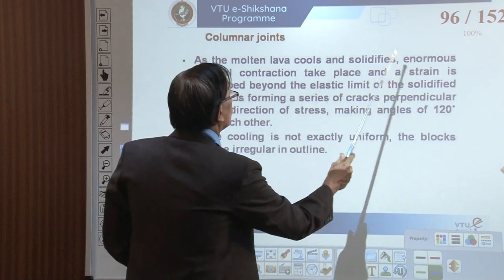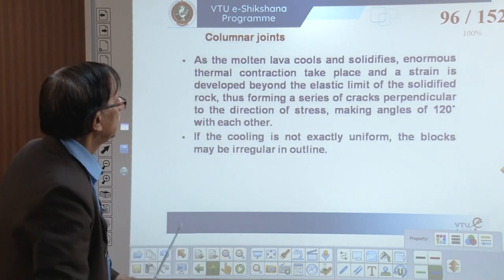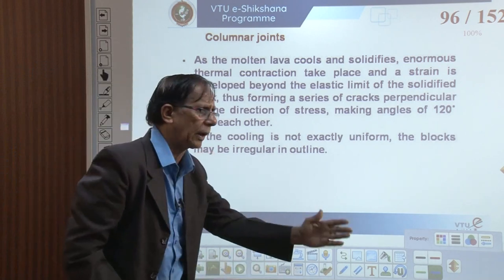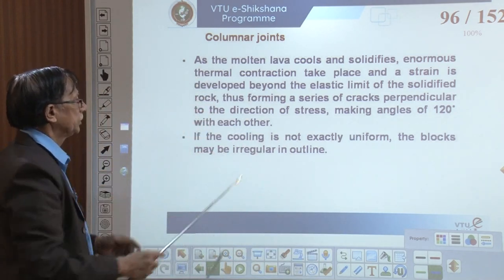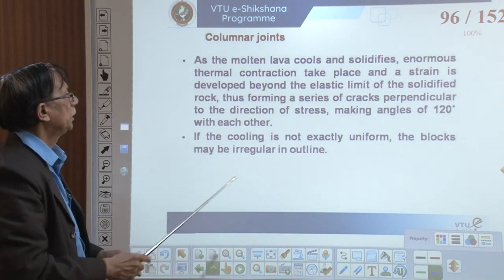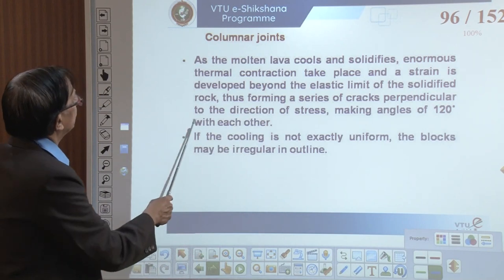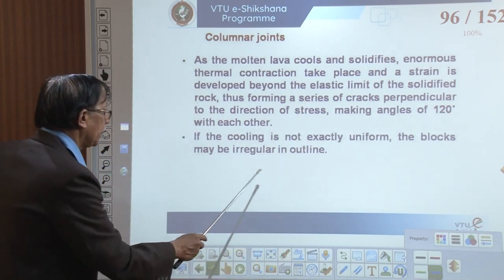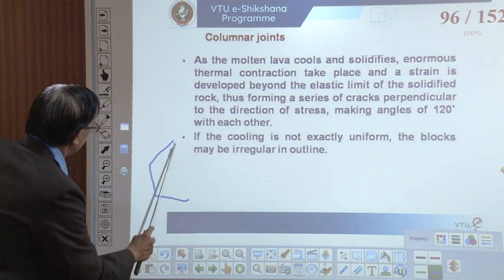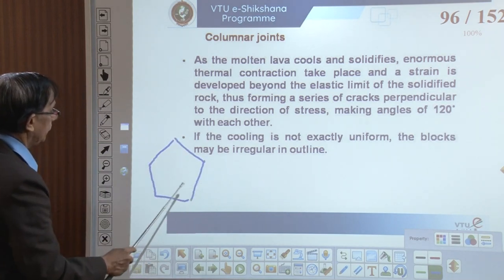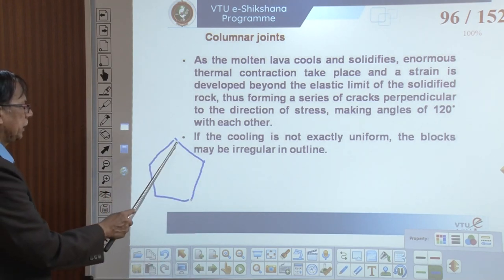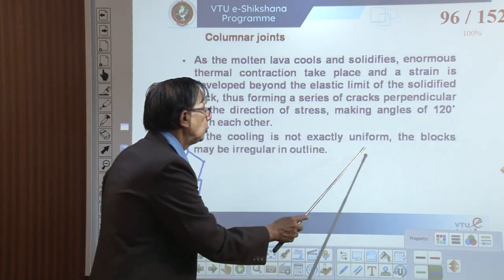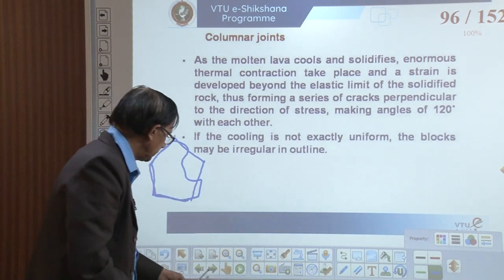When molten lava cools and solidifies, enormous thermal contraction takes place and a strain is developed beyond the elastic limit of the solidified rocks, thus forming a series of cracks perpendicular to the direction of stress movement of materials, making an angle of 120 degrees to each other. Generally, this kind of structures are developed. If the cooling is not exactly uniform, the blocks may be irregular in outline. If they are regular like this, 120 degrees, like the columnar structure which I have shown. But if it is irregular, then this is possible. So, depending on how uniform the cooling is, we have different types of joint pattern.